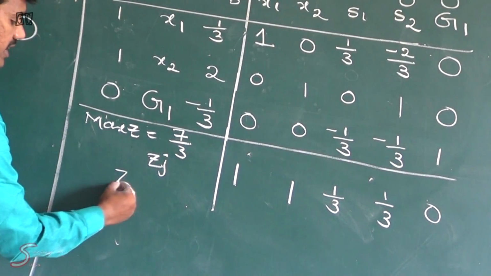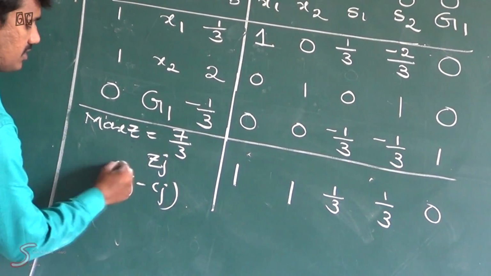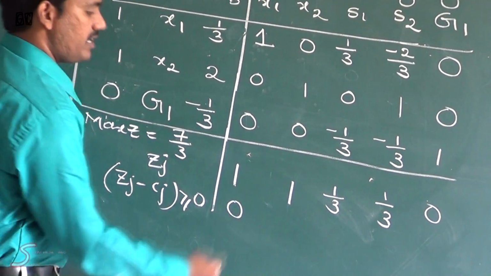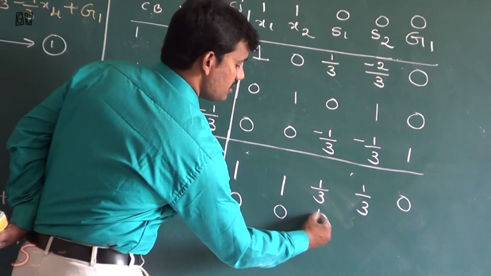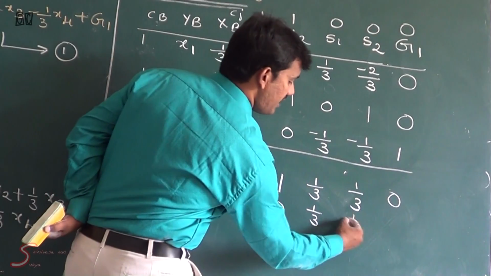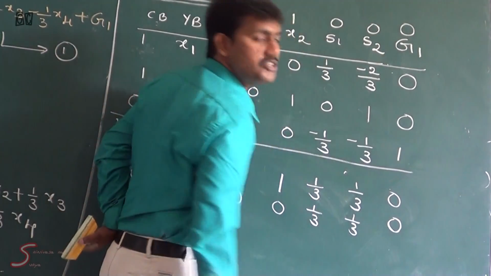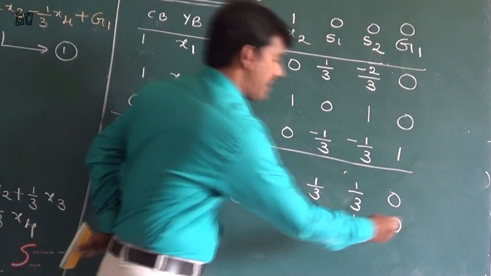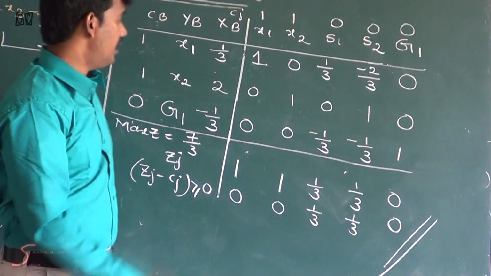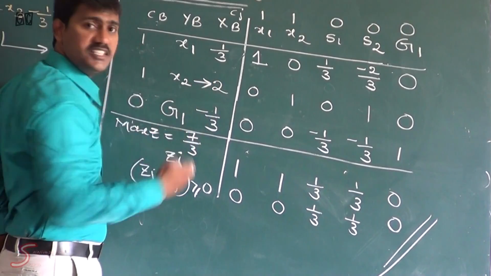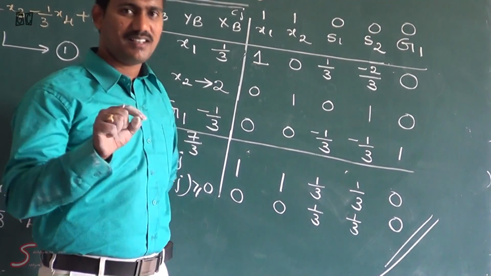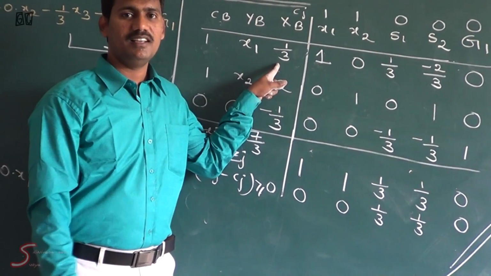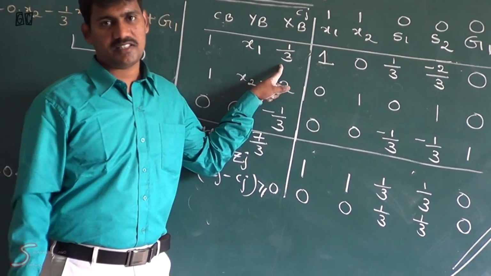We have an optimality condition. The formula for the condition is Zj minus Cj greater than or equal to 0: 1 minus 1, 0. Again 1 minus 1, that is 0. 1 by 3 minus 0, that is again 1 by 3. Again 1 by 3 and again 0 minus 0, 0. Here the optimality conditions are satisfied. X2 we got as an integer finally, but X1 is not an integer. For that reason, again we will move on to the next step.